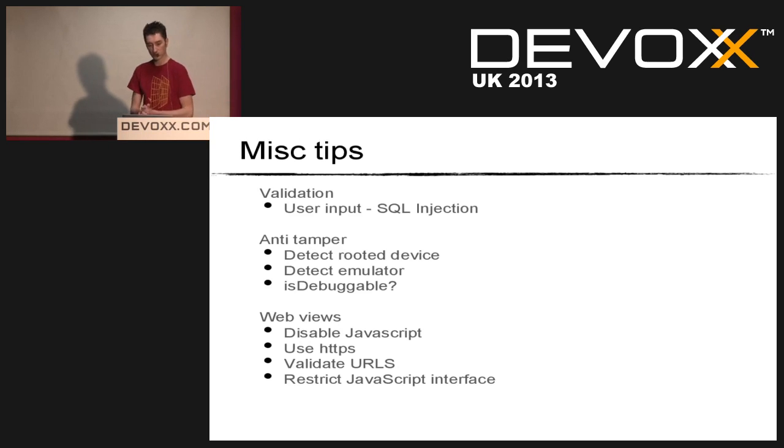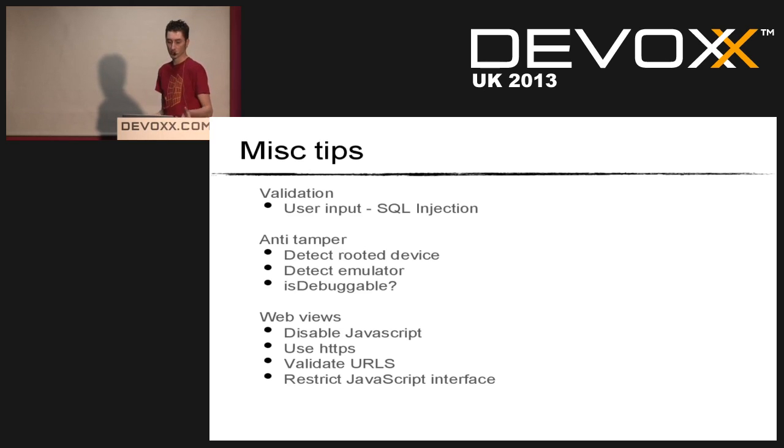Now I'll go on to a random brain dump of tips. Validation. This is something we've been doing on the web forever. But a lot of apps use SQL-like databases, so you're still very vulnerable to SQL injection attacks and things like that if you don't validate the data. So I definitely recommend using things like content providers, because you use something called content values, which separates them all out, as well as prepared statements, so you can nullify potential SQL injection attacks.